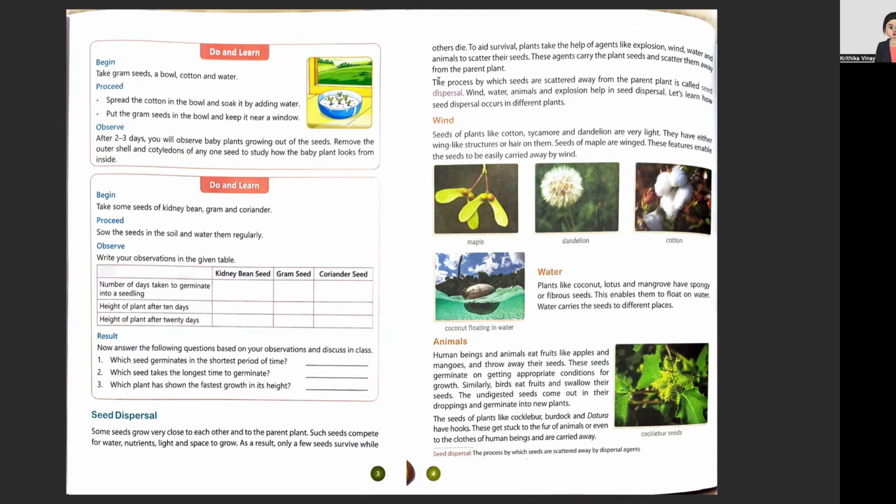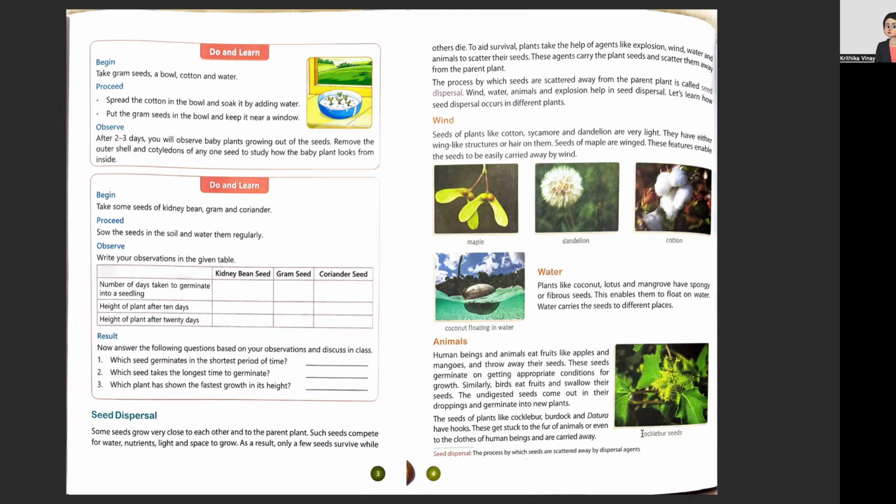Now, if anyone asks you what is the definition of seed dispersal, you can write: the process by which seeds are scattered away from the parent plant is called seed dispersal, or you can write: seed dispersal is the process by which seeds are scattered away by dispersal agents. Both are correct. And you may add more things, but you have to include the same points. Okay, so now let's see the agents one by one.